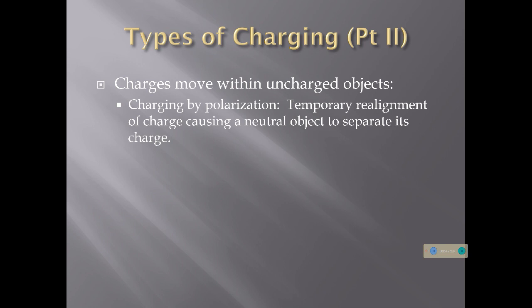Polarization is the temporary redistribution of charge. You can pull this off with a conductor, like you see right here. You can also pull it off with an insulator like this. Notice I have a plastic plate. This plastic plate right here, of course, is an insulator. My hair is an insulator, and this will work very similar to the demo I did just a second ago.